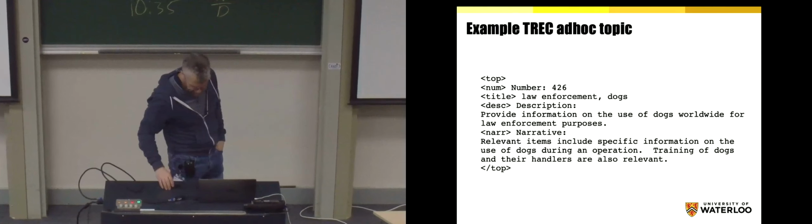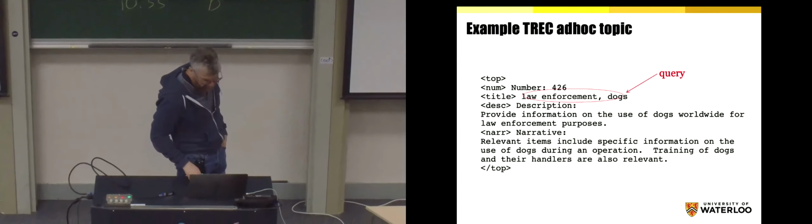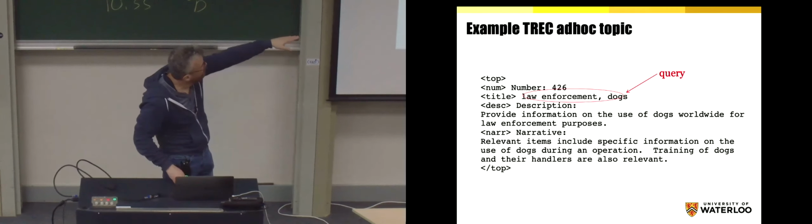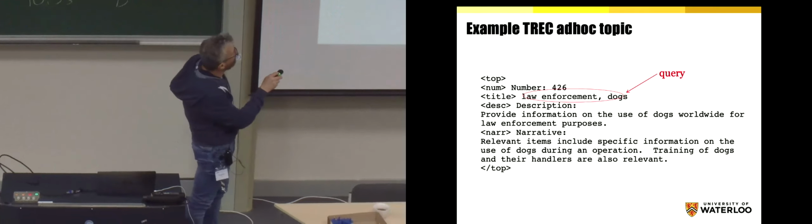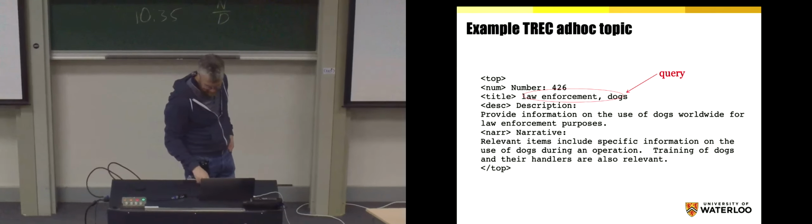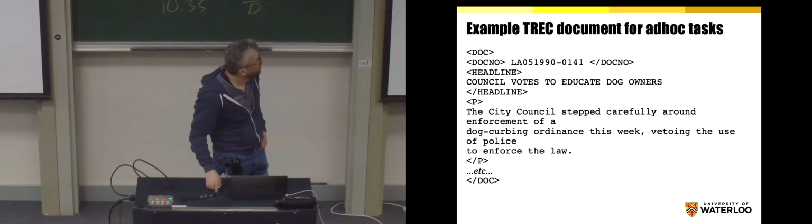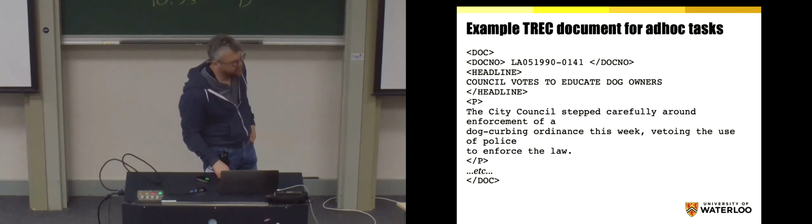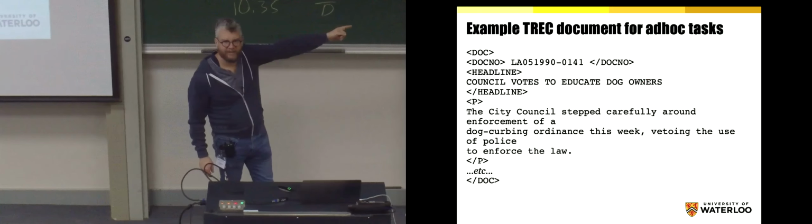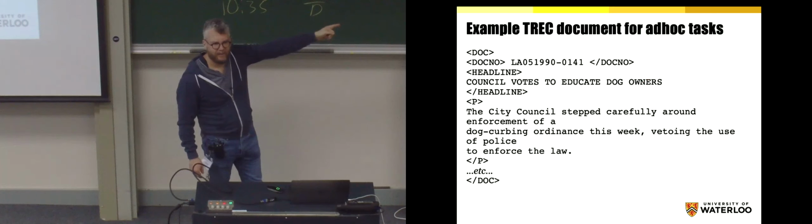Here's an example of what they mean by a topic. So that part is the query. Okay, that's what you run. And this tells you a little bit about how the query is going to be judged. In this case, the query is law enforcement dogs, and that is explaining what they're looking for. And here's an example of something: well, what do you think? If it's law enforcement dogs, is this document relevant? This is about picking up after your dog when it makes a mess. So, probably not.